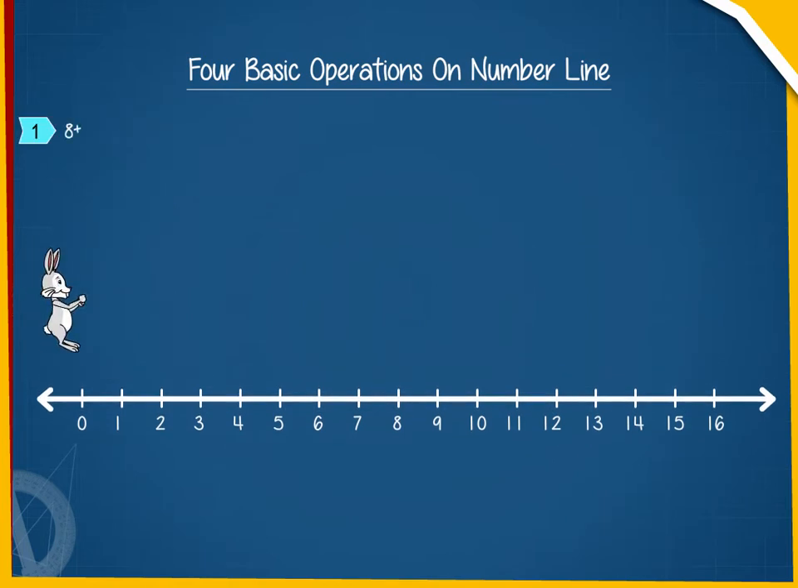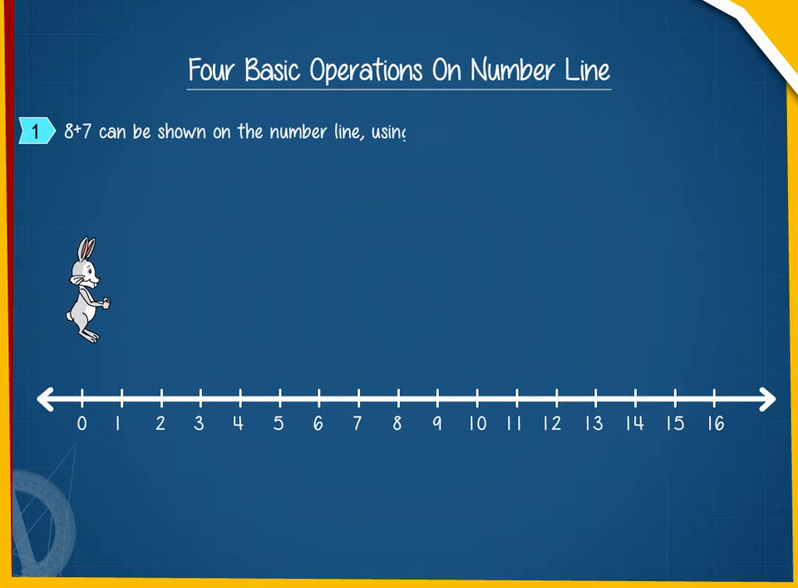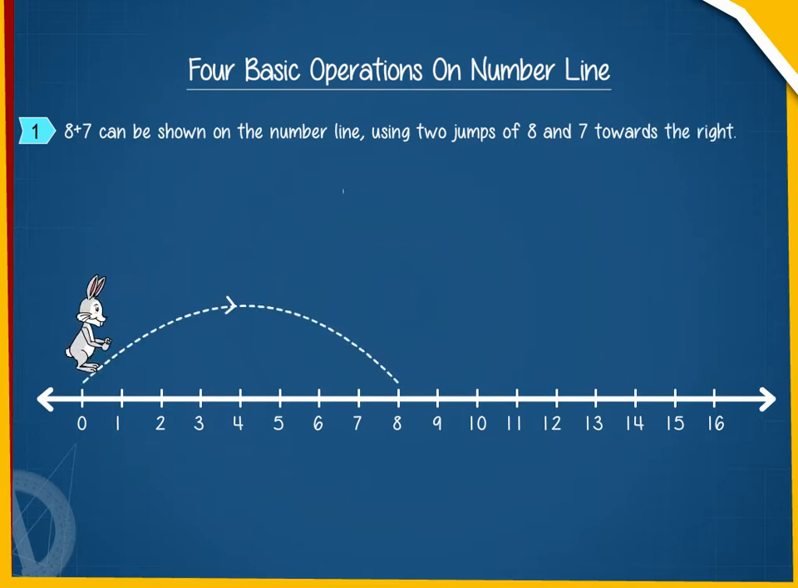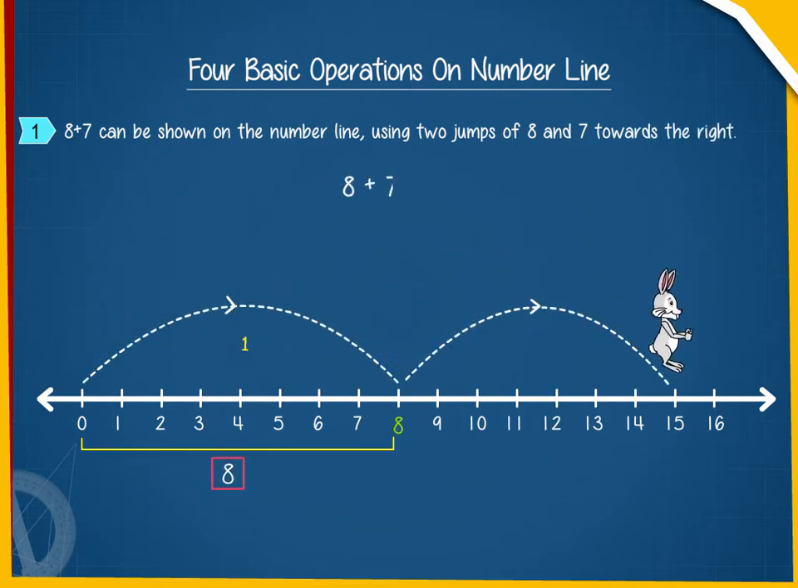8 plus 7 can be shown on the number line using 2 jumps of 8 and 7 towards the right. 8 plus 7 is equal to 15.